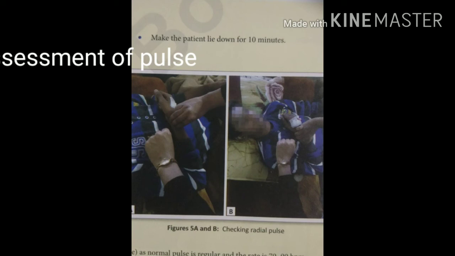Assess the characteristics of pulse: rate, rhythm and volume. In a normal patient the pulse is regular and the rate is 70 to 90 bpm. A pulse rate below 60 per minute or above 100 per minute, and any other abnormal pattern, should be reported to the physician. Document and report, then wash hands. Then post-procedural step: give a comfortable position to the patient.